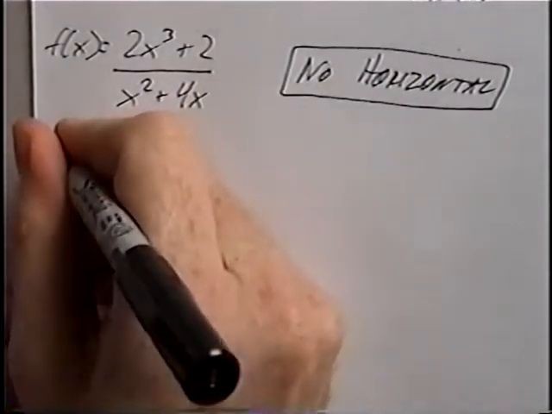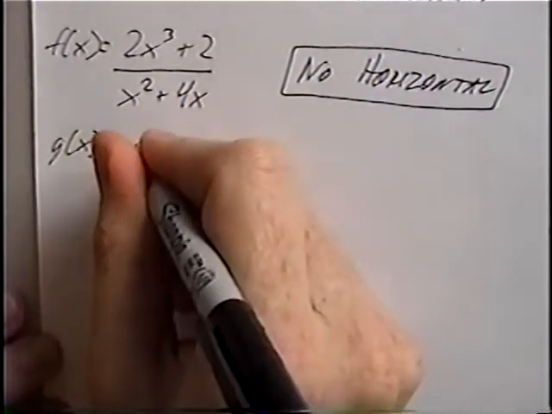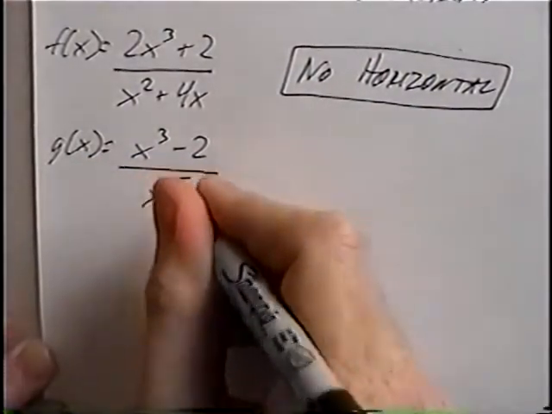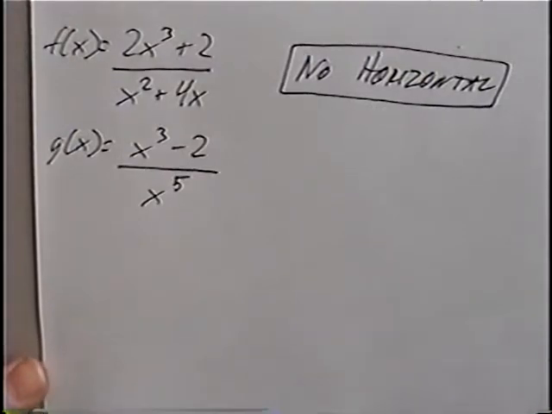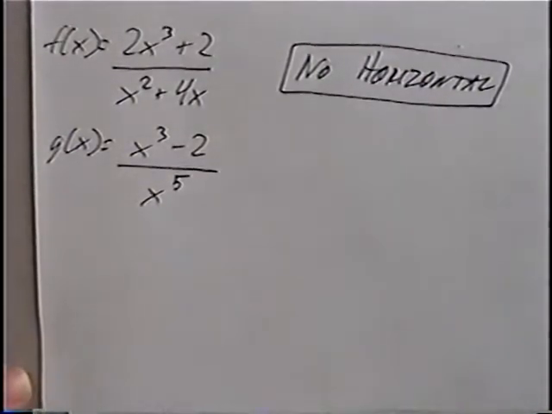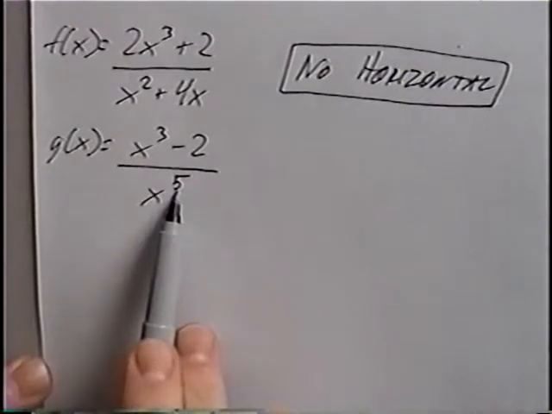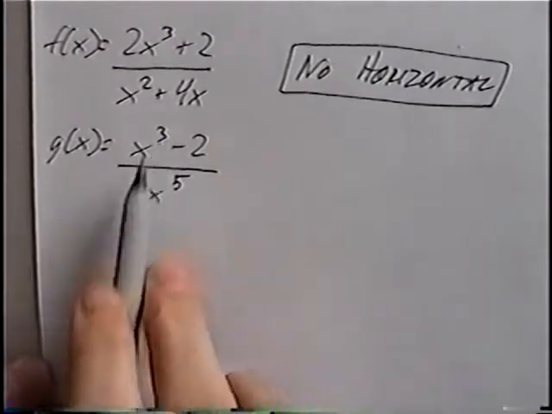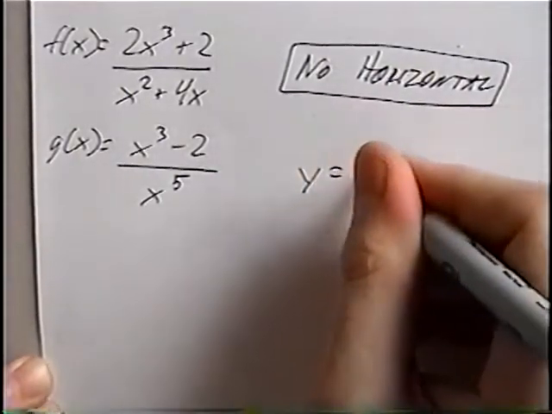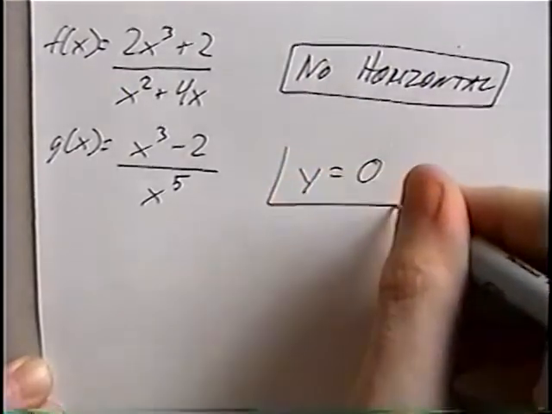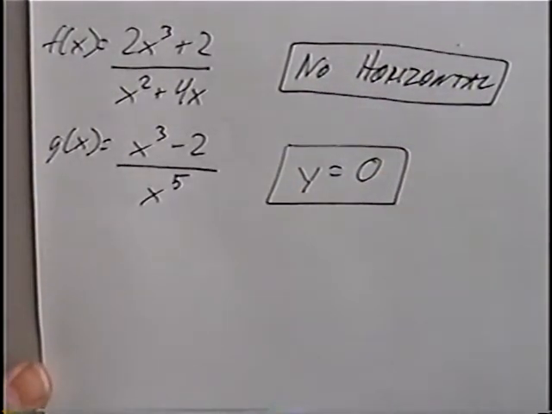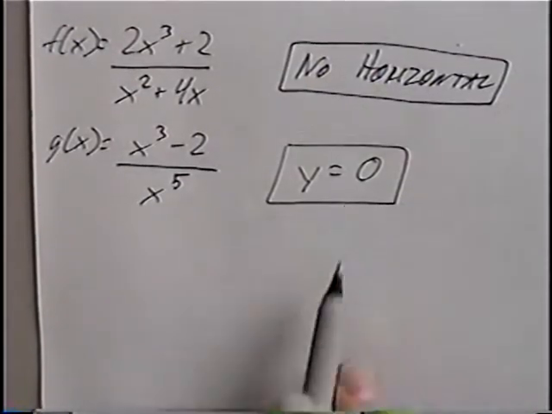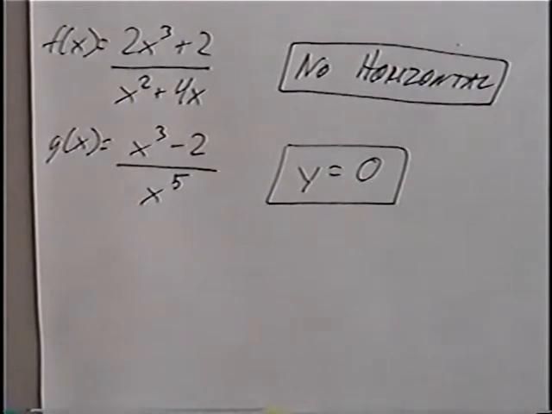Second question, g of x equals x to the third minus 2 over x to the fifth. And again, you look at the degree or highest exponent. In this case, the numerator has a lower degree than the denominator. And looking at the definition, a lower degree in the numerator means the horizontal is y equals 0. Again, when we graph, the asymptote is a line that does not cross the graph, so we have a line at y equals 0 that the graph does not cross.